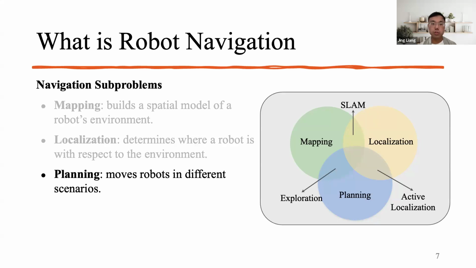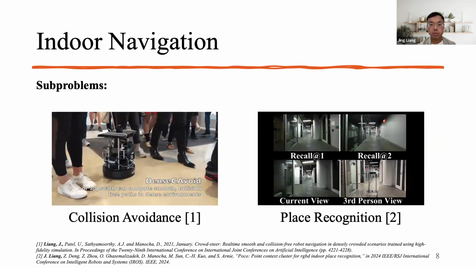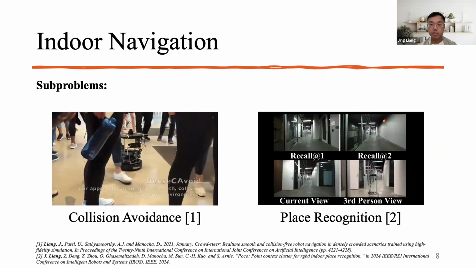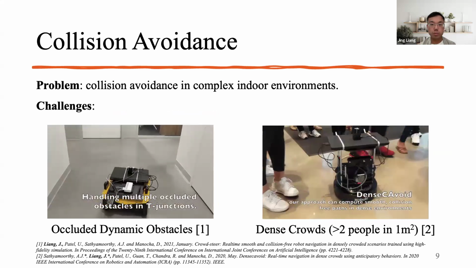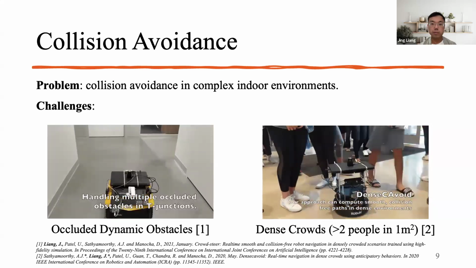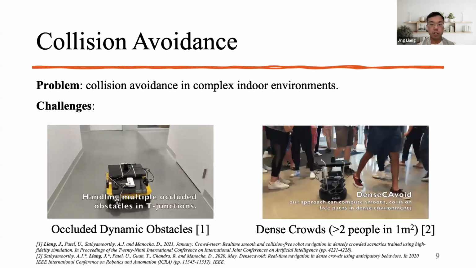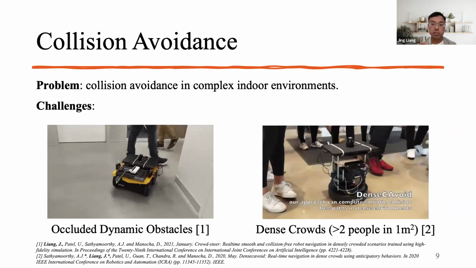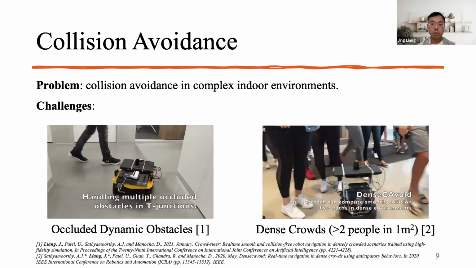My research is mostly in planning, including action generation, trajectory generation, and scene understanding. For indoor navigation, I mostly worked on the collision avoidance and place recognition problems. For this problem, we mostly address two challenges. The first challenge is the collision avoidance with occluded dynamic obstacles. As shown in the left figure, in this scenario, people could suddenly appear in the vision of the robot.